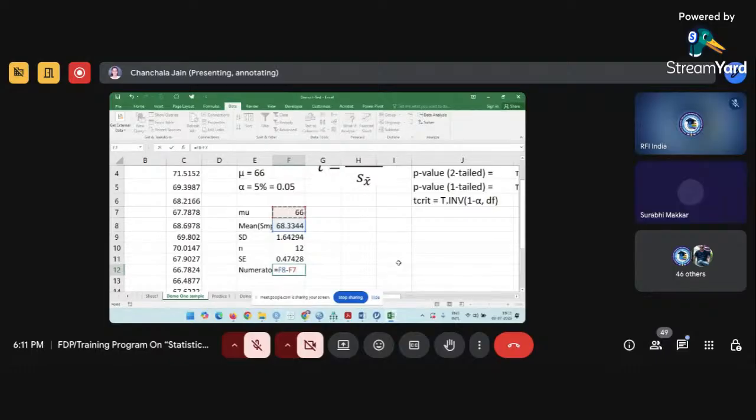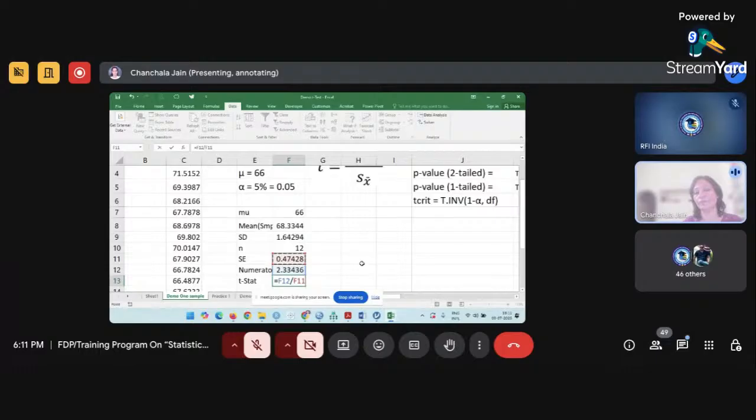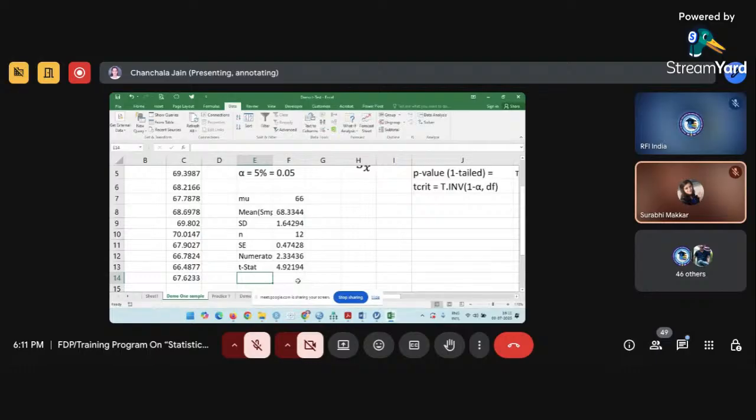Yes, ma'am. Enter. Now we will get the T statistic or T calculated value, which is numerator divided by standard error of mean. Done? Done, ma'am. So this is the T calculated value.